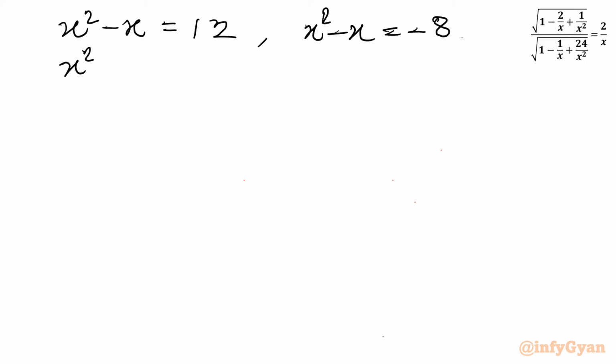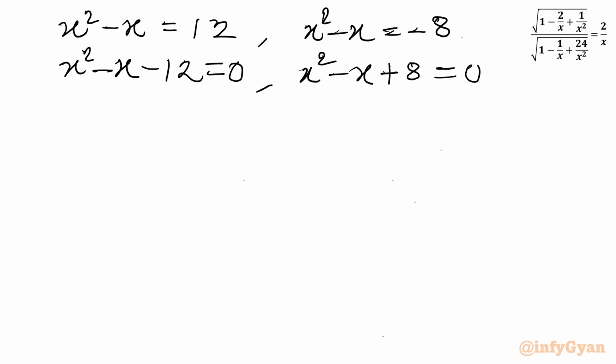Take all the terms to the LHS. x square minus x minus 12 equal to 0. The second quadratic will be x square minus x plus 8 equal to 0. Now we will apply the quadratic formula.